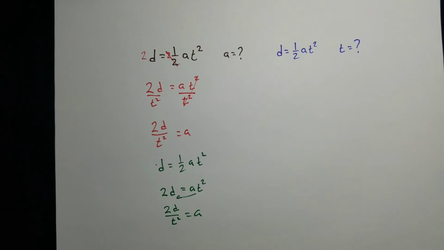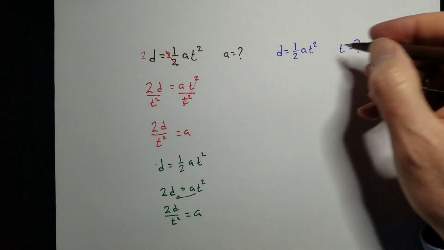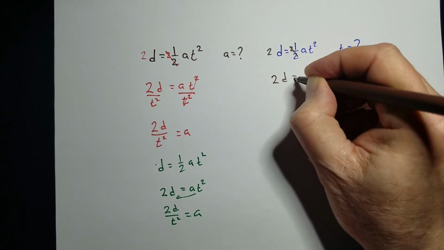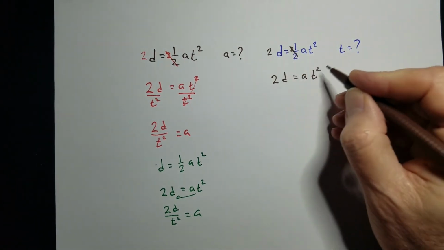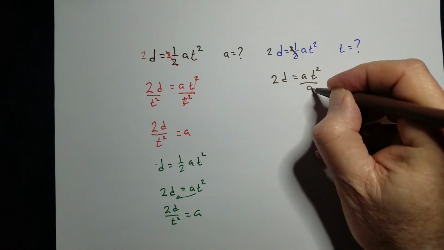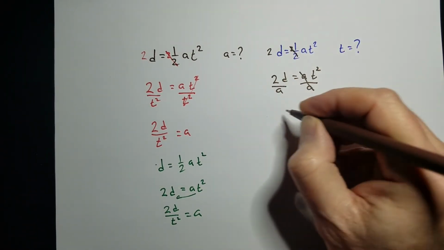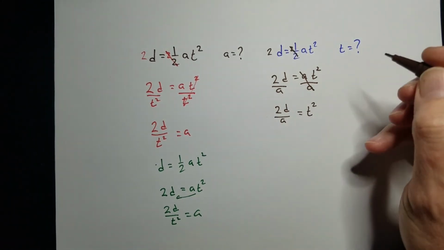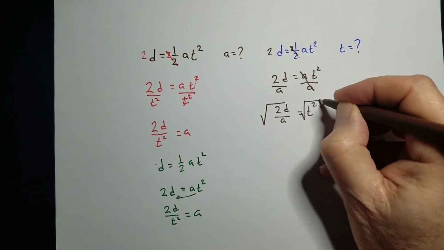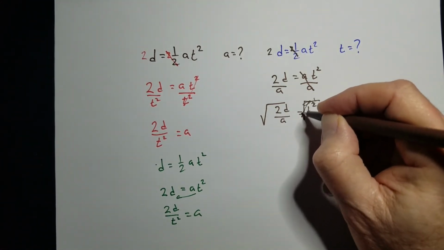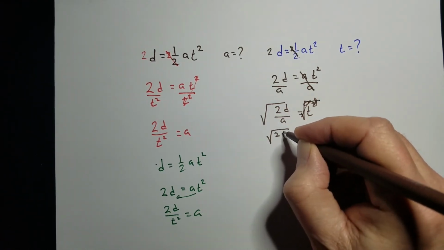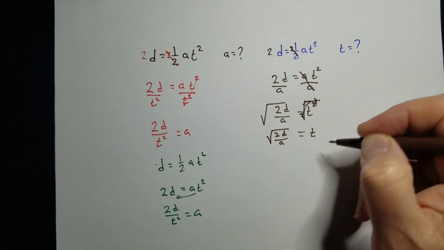But what if we want to find t squared? Okay, again, I want to go ahead and get rid of the half, so I'm going to multiply both sides by 2. So we get 2d equals a t squared. I want to solve for t, so I got to get rid of a. So I divide both sides by a. Those cancel. We get 2d over a equals t squared. And now I want to take the square root of everything on both sides. The square and the square root cancel each other out. We're left with t. And this side stays the same. Square root of 2d over a. And we're finished with that one.